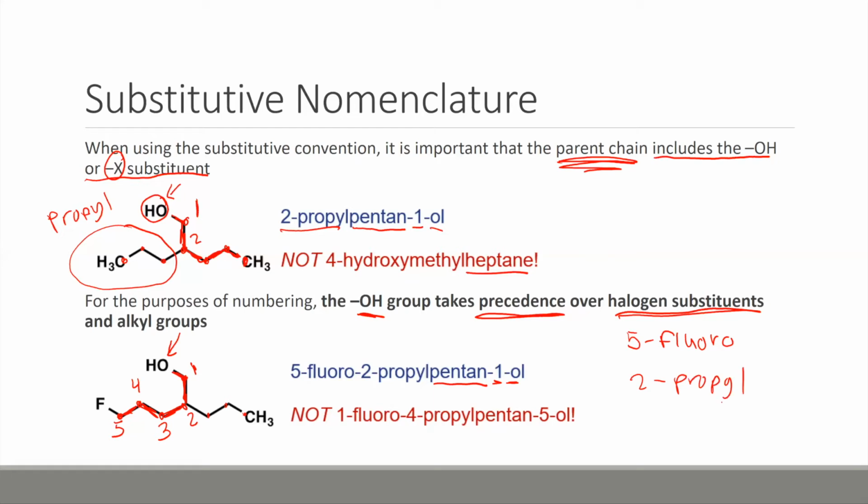So how do we decide how to order these groups in the name? Remember that once you figure out the numbering for everything, it is then written alphabetically, and F comes before P. That's why it is 5-fluoro-2-propylpentan-1-ol.